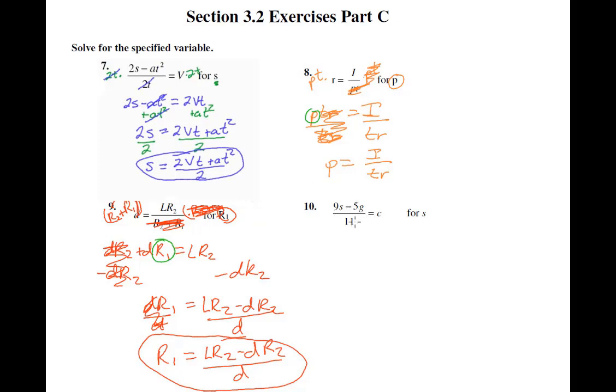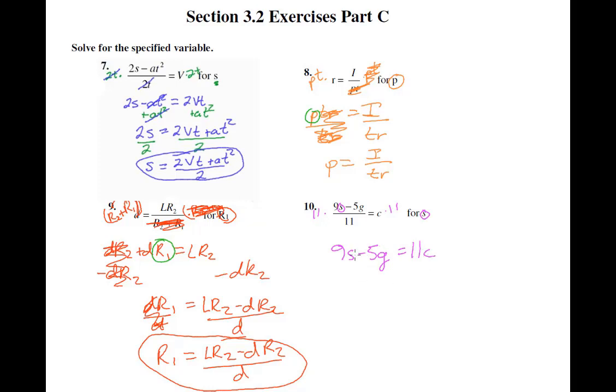We have 9s minus 5g over 11 equals c, and we want to get s by itself. So let's circle the s. That's the one where we want to have s equals something on the bottom. Let's get rid of the fractions. Times by 11, times by 11. So we now have 9s minus 5g equals 11 times c.